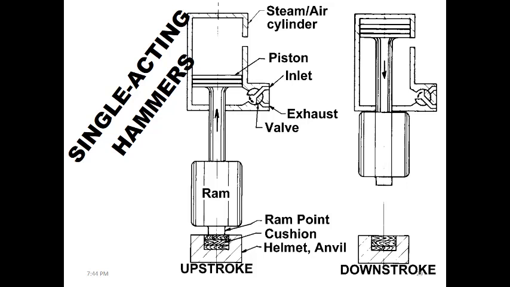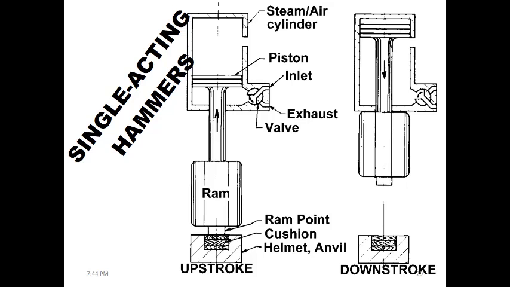Once it's in its upper position, then we can close the inlet and open the exhaust. Once the exhaust is open, the compressed air or the steam will be able to escape, and then the ram will fall under its own weight and hit the pile and drive it down. A simple hammer mechanism that basically uses the force to drive the pile down.